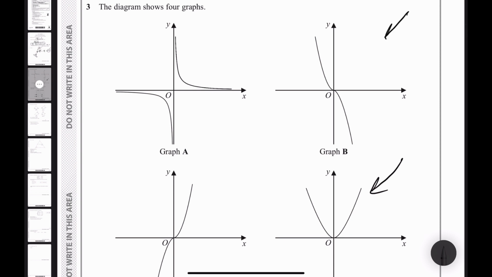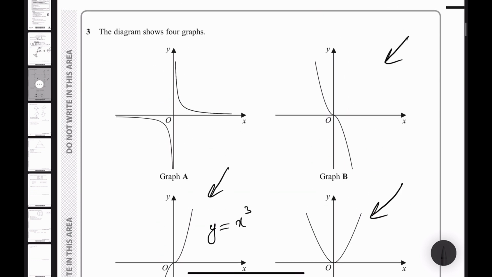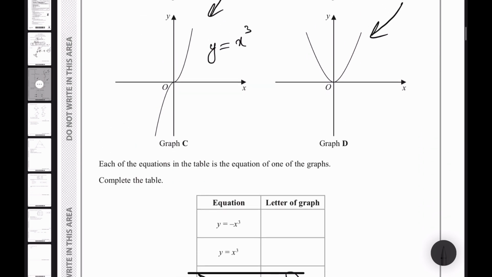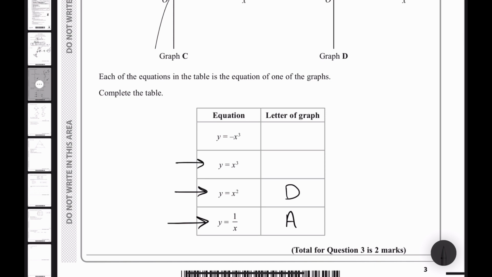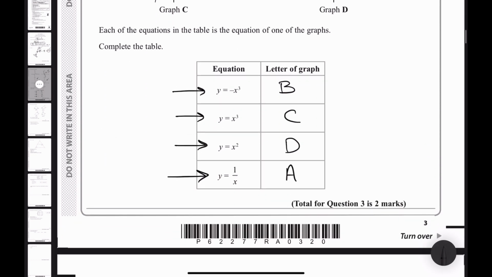Now these two graphs are the cubic graphs, but they're opposite to each other. For example, graph C is representing y equals x cubed, and graph B is representing y equals negative x cubed. So it's just a flipped version of graph C. So y equals x cubed is our graph C, and y equals negative x cubed is our graph B. So that's how you'll have to identify them and write down the exact graph in front of the equation. So that was for question number 3.